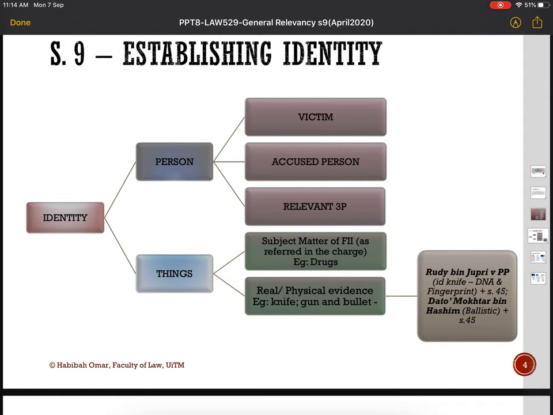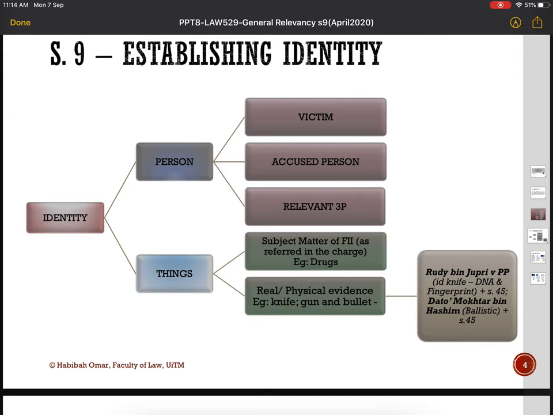So you may have evidence of identity of a person. Maybe someone gives visual identification of the victim. Maybe you have the doctor who conducted the postmortem on the victim, so identifies the victim. So you have the accused person or any relevant third party. And as I told you just now, you have evidence that shows things, which could be the subject matter of the facts in issue.